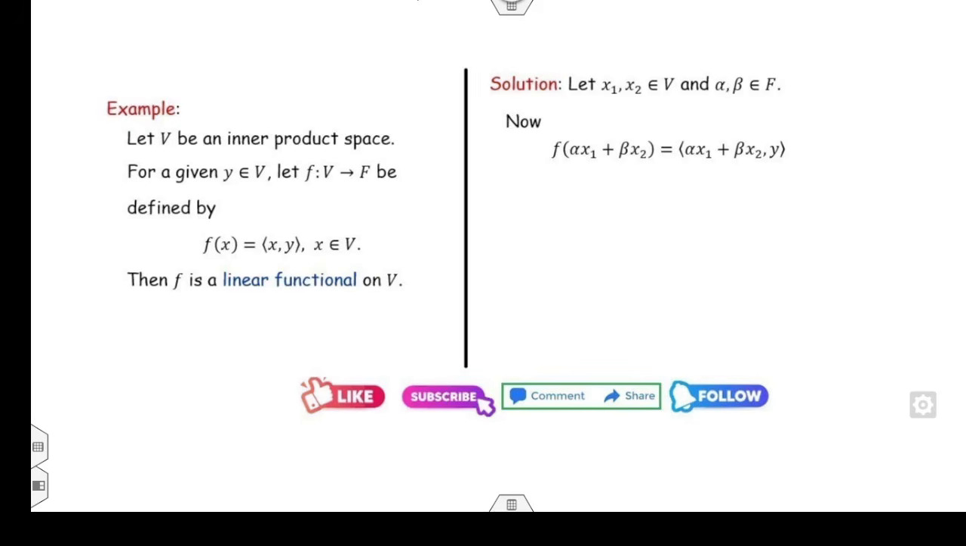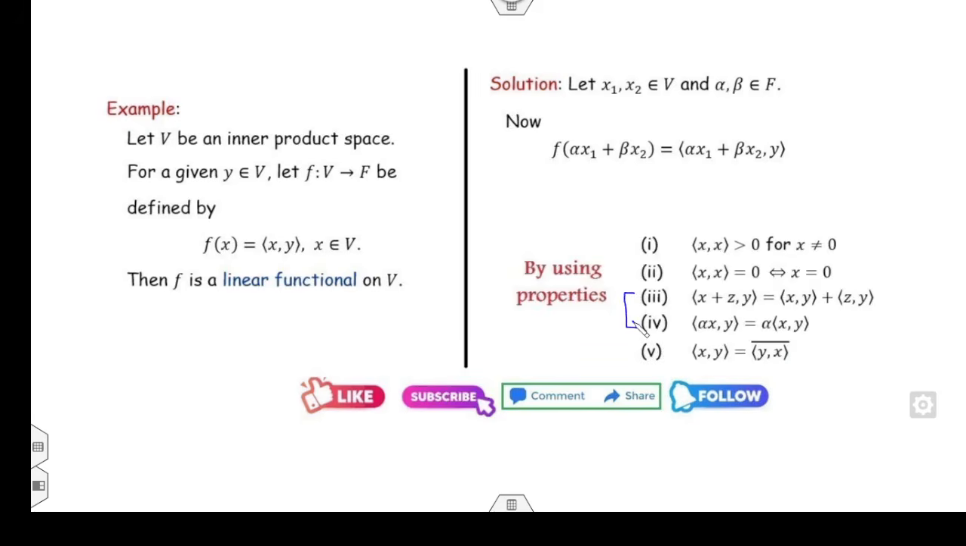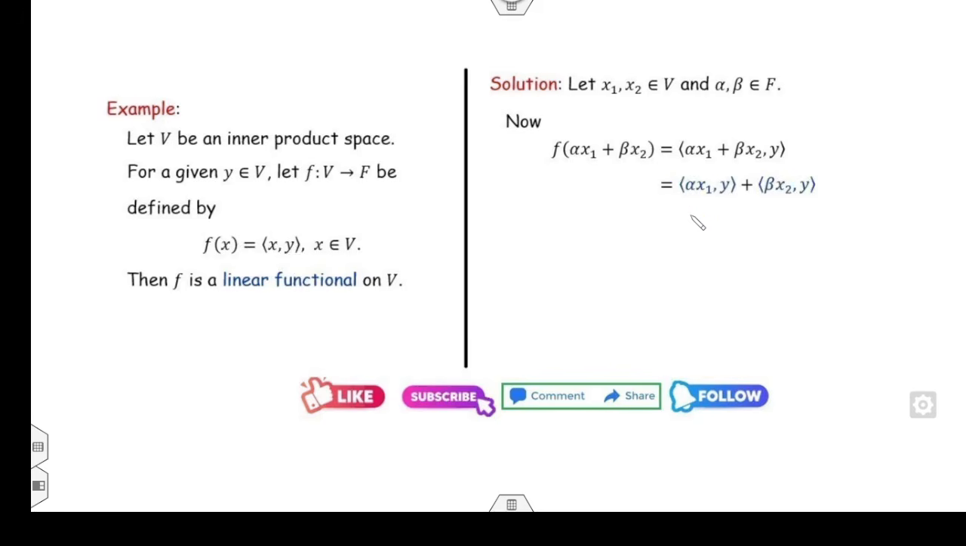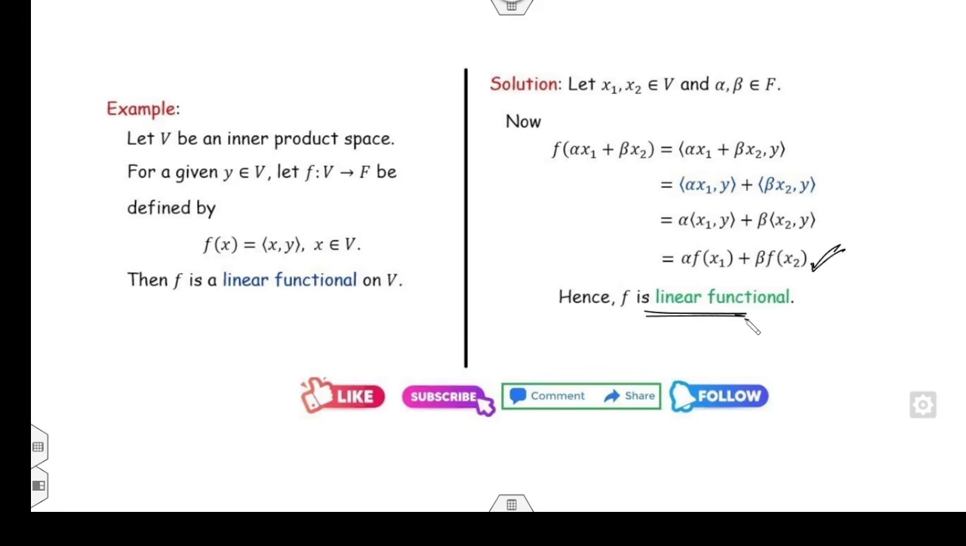I can use the properties of the inner product. Fine. I can use my third and fourth property. If I use the second and third property, what can I write? Alpha x1 comma y, and the second one beta x2 comma y. Fine. Now I can use the fourth property. Alpha I can take outside. That will be alpha times x1 comma y plus beta outside, x2 comma y. Clear? Now you can see this expression. If you compare, the y will be the same. So the first value becomes f of x1, and the second value will be f of x2. Hence f is my linear function.